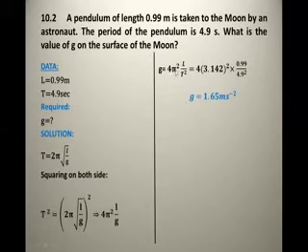What is this pi? What is the value of pi? Miss, 22/7. When we solve it further, the answer is 3.142 squared. Okay, then the final answer is 1.65 meter per second square.